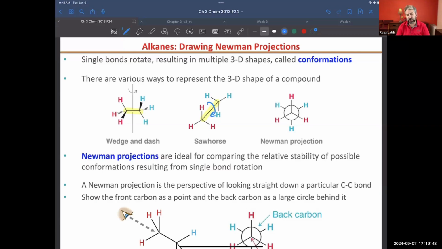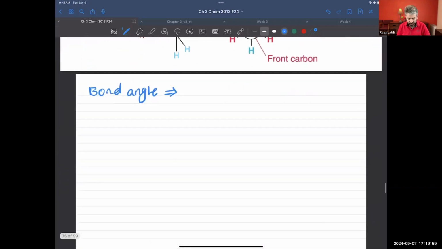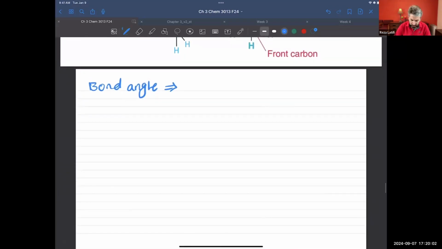But before we go after Newman projection, I want to talk about the difference between bond angle and another angle that we're going to call dihedral angle. First thing is, say we have a molecule and our molecule is CH4. That's methane. Methane is an alkane and it's completely saturated.